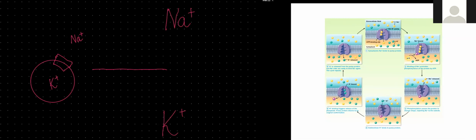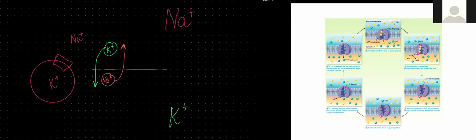So let me use another color here for potassium. But I still have some sodium inside and some potassium outside. I want to move this potassium from outside of the cell to the inside of the cell. And I want to move this sodium from inside of the cell to the outside of the cell. And we're going to learn later on in the nervous system and the muscular system why you would like to do this.